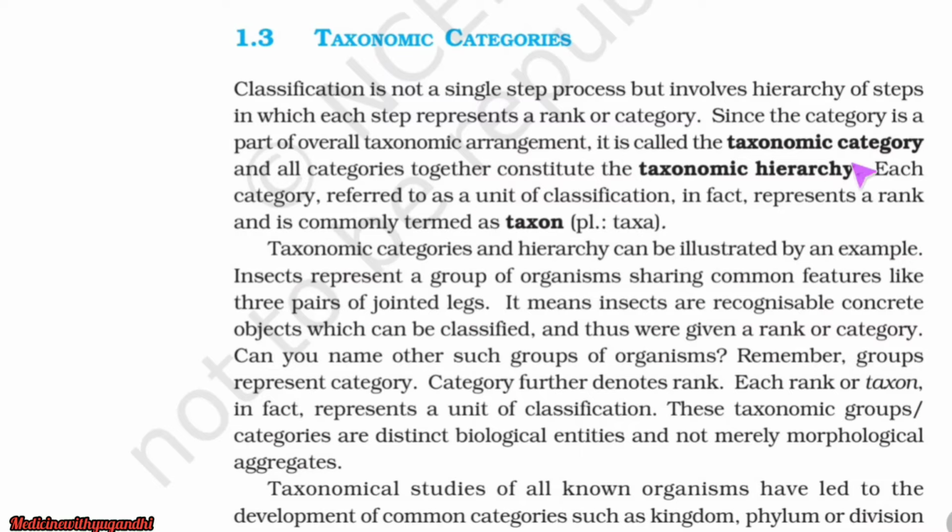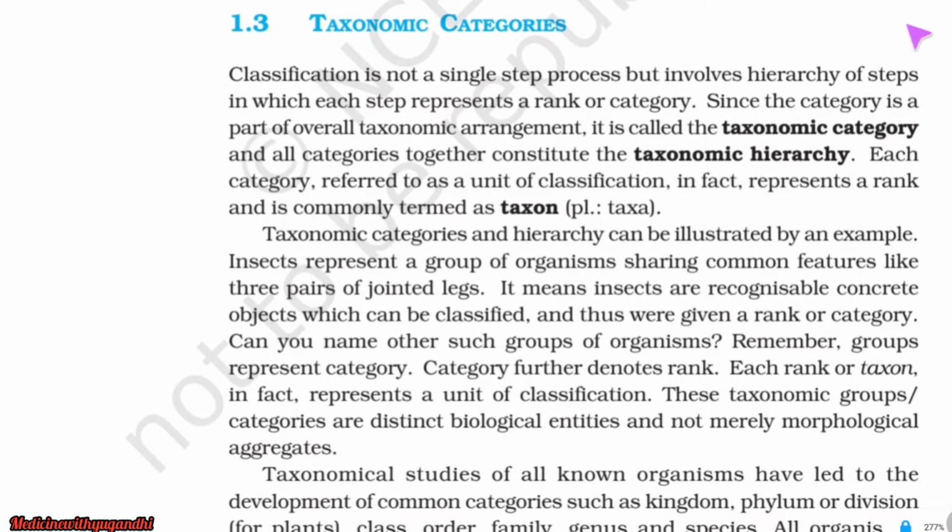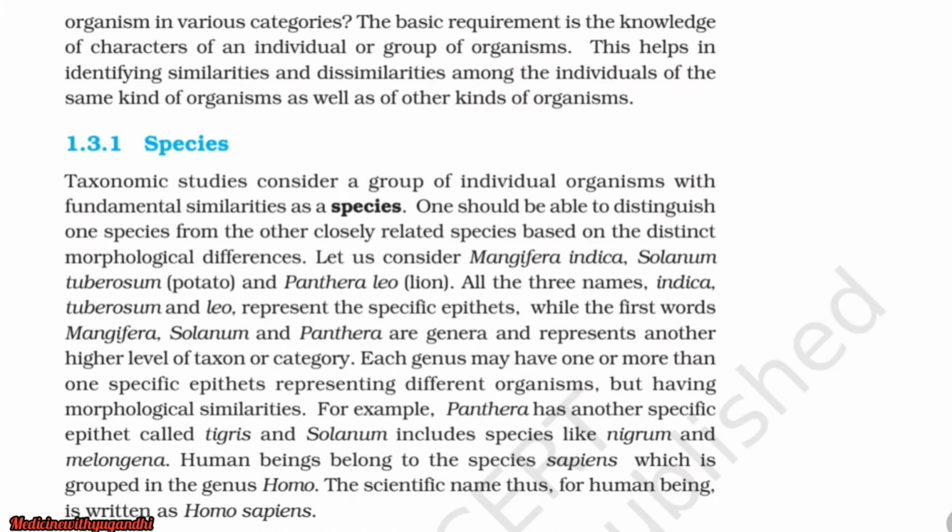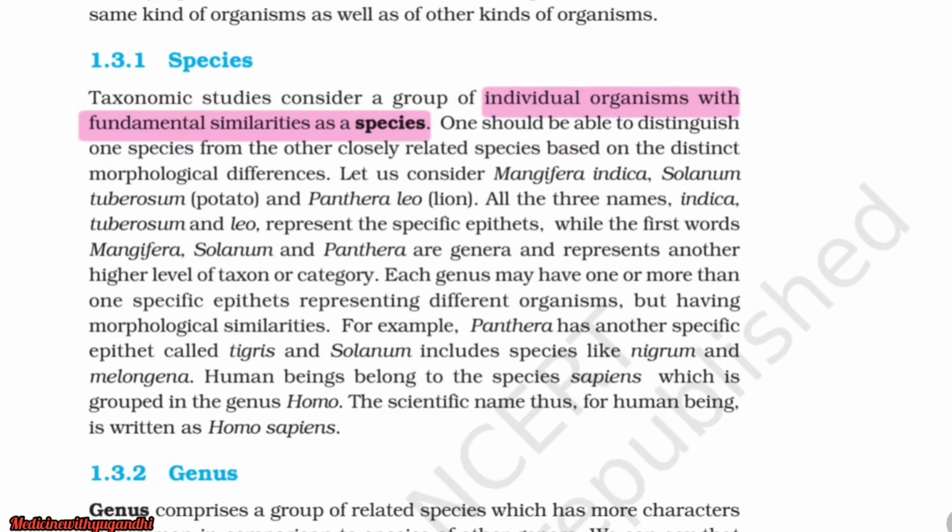So this paragraph entirely deals with the taxonomic category, taxonomic hierarchy and taxons or taxa. So please do read this topic in order to understand all the taxonomic categories. Since it is just a revision video, I am not discussing all those stuffs. Please do read if needed. Coming to the next MCQ. So individual organisms with fundamental similarities is called as species. That taxonomic category is called as species.